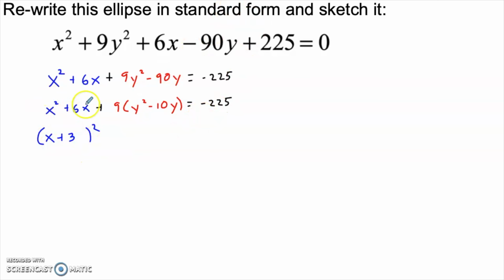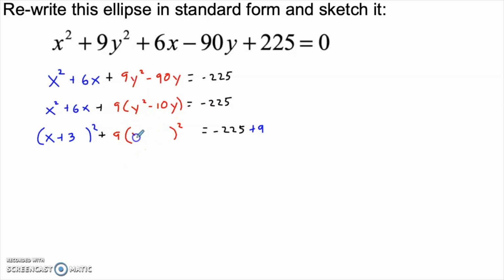So when I replace these two terms with this one term squared, I've added 9 to the left-hand side. That means in order to keep this equation balanced, it's no longer going to be equal to negative 225. I have to add the same 9 that I added to the left-hand side to the right-hand side. If that doesn't make sense, go and watch that video on completing the square. It should clear that up for you. The same thing with these y terms here. I'd like to replace this with 9 times some quantity squared. I need this to give me a y squared and a negative 10y.